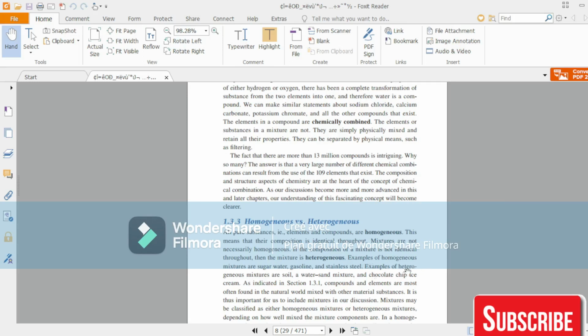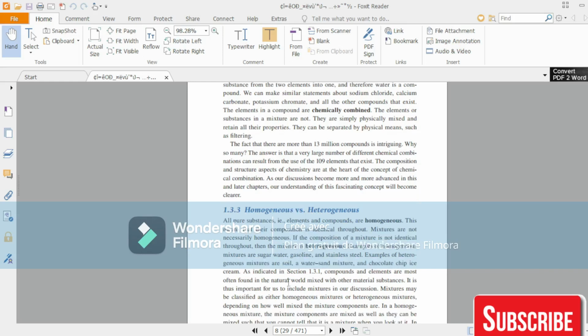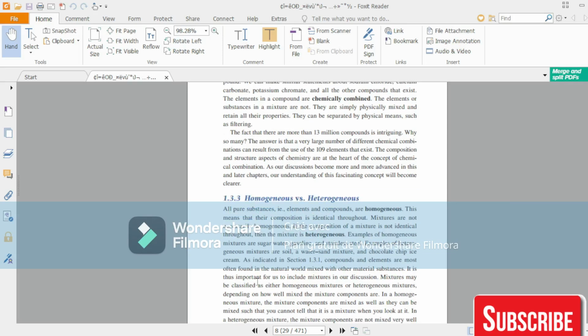Examples of homogeneous mixtures are sugar water, gasoline, and stainless steel. Examples of heterogeneous mixtures are a solid water sand mixture and chocolate chip ice cream. As indicated in section 1.3.1, compounds and elements are most often found in the natural world mixed with other substances. It is thus important for us to include mixtures in our discussion.